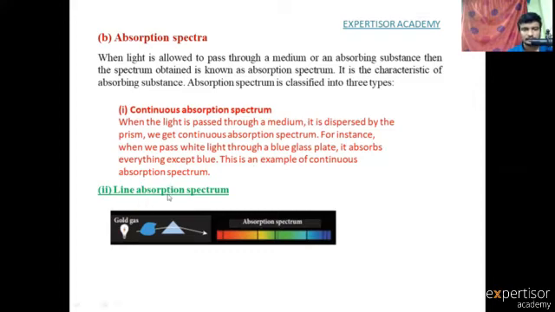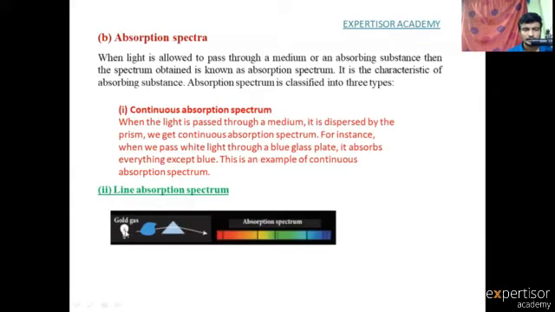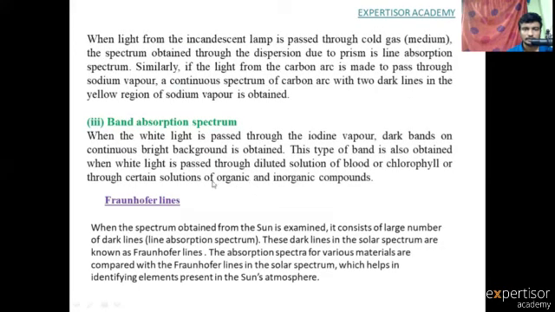The second one in the absorption spectrum is the line absorption spectrum. When light from an incandescent lamp is passed through cold gas, the spectrum obtained through dispersion by the prism is the line absorption spectrum. Similarly, if the light from a carbon arc is made to pass through sodium vapor, a continuous spectrum of the carbon arc with two dark lines in the yellow region of sodium vapor is obtained. Look here, this is the cold gas, and passing through the prism, we observe the line absorption spectrum.